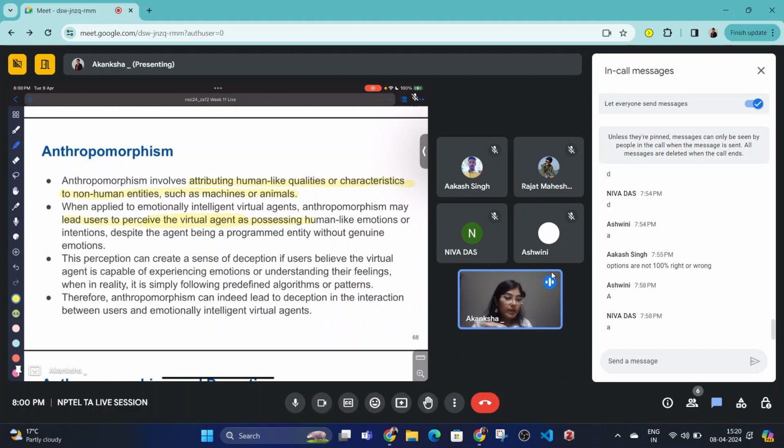Now, where does that concern come into the picture? It may lead users to perceive the virtual agent as possessing human-like emotions or intentions, despite the agent being a programmed entity without genuine emotions. Suppose we talk about this dog robo. It looks very cute. You get attached to that robo because you kind of want to pet it. Although it does not have any emotions, it has just been programmed to behave like that, but you are getting too attached to that robo. And it can create a sense of deception.